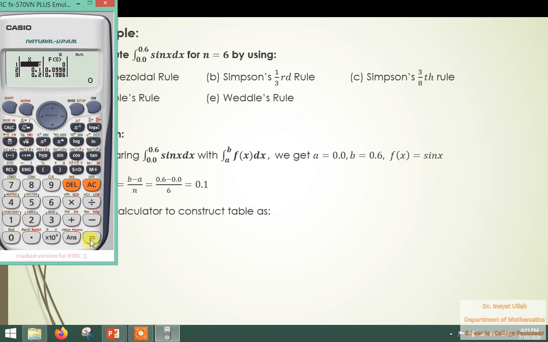Whenever you press the equal button, the calculator will show you the table. For x equal to 0, f of x is 0. For x equal to 0.1, f of x is 0.0998. For x equal to 0.2, f of x equal to 0.1986. For x equal to 0.3, f of x is 0.2955, and so on. So that is the table. You need to construct this table right here.